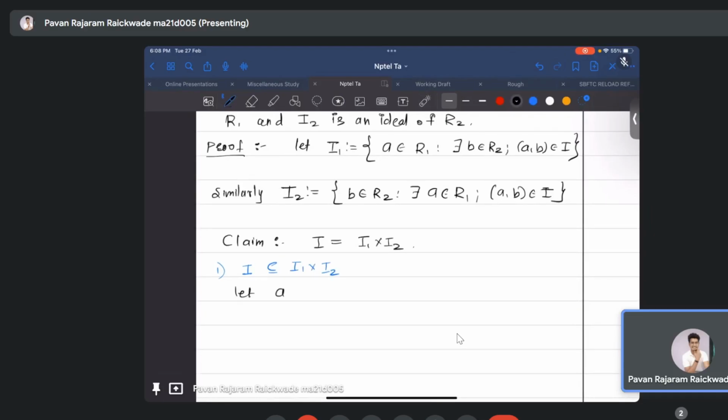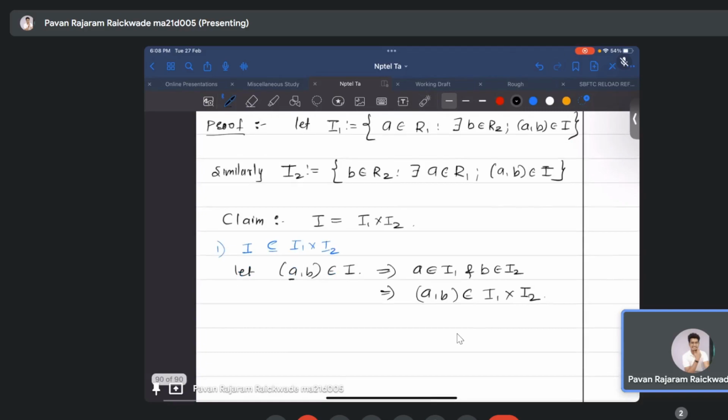Let an element (A, B) belong to I. So what is the definition of I1 and I2? A is an element such that there exists another element B for which (A, B) belongs to I. This will imply A belongs to I1 and B belongs to I2 by definition only. But then this will imply (A, B) belongs to I1 cross I2. So this one-sided proof is very trivial. It follows directly.